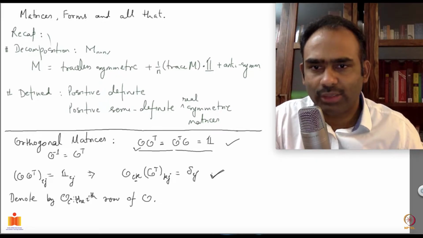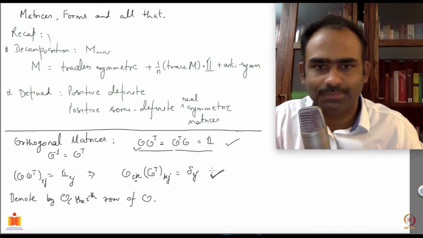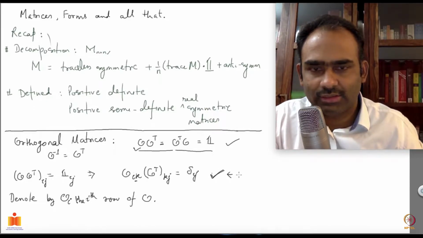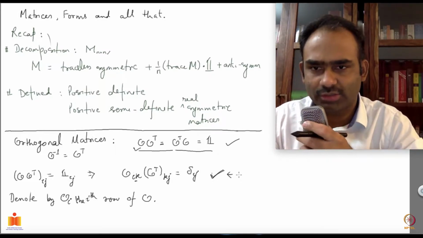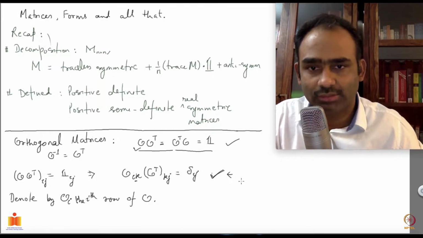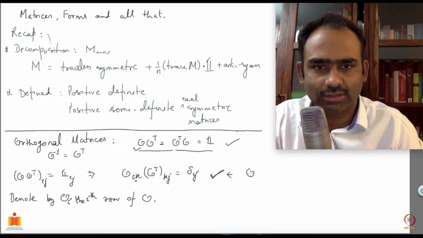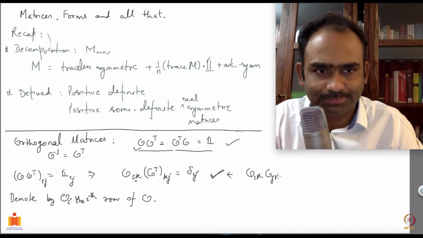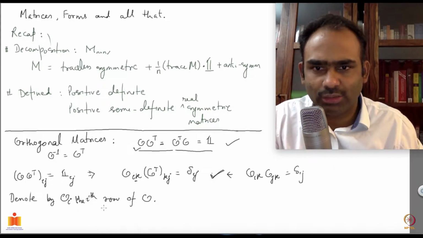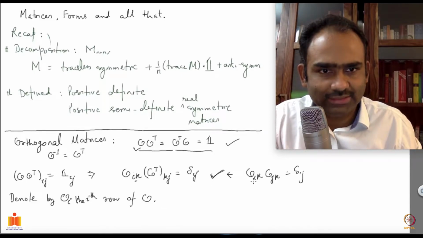So we denote by O_i the ith row of matrix O, and I will turn this equation into a relation involving dot products of any two rows. So let's write this as O_ik times O transpose_kj, which will be O_jk, and this is delta_ij. If I am denoting by O_i the ith row of O, then this is a dot product between the ith row and the jth row.